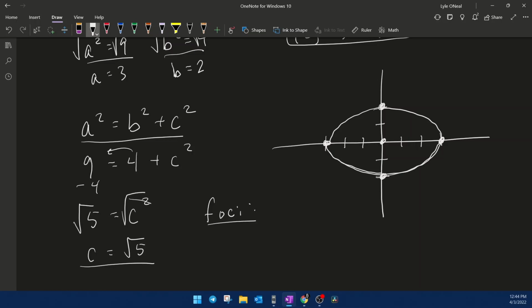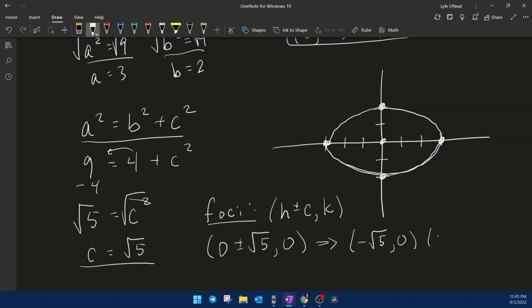So the formulas for the foci, since they have to lie along the major axis, that's going to be h plus or minus c comma k, which would be 0 plus or minus the square root of 5 comma 0. And then to write those as separate ordered pairs would be negative square root of 5 comma 0 and square root of 5 comma 0. And then if I wanted to estimate where to plot those, I would need to, well, estimate the square root of 5.